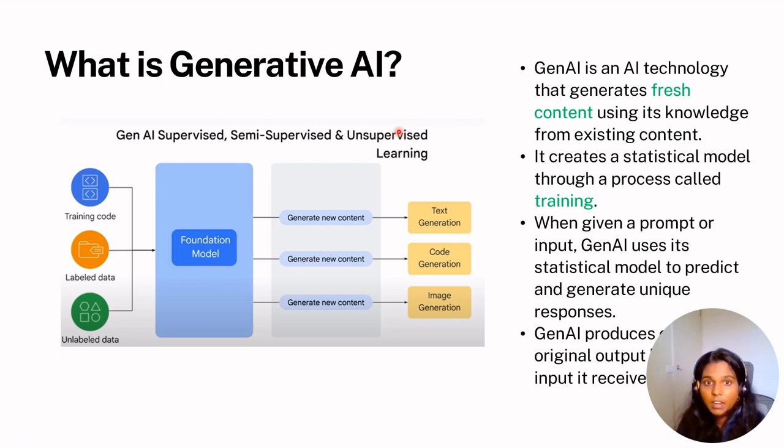Just understand, it uses a statistical model and probability to work out what the next word is going to be. So it's not going to use human knowledge like we do. It's just going to predict what word comes next. Based on that, it produces the fresh content, and the output can be text, code, image, or video, or it could even do some task.